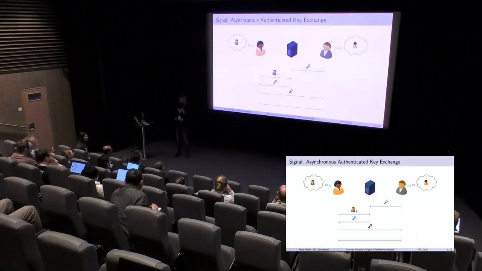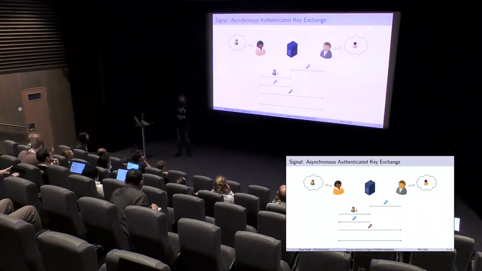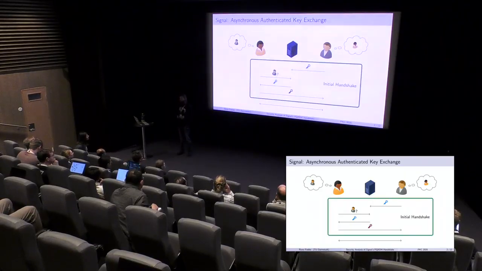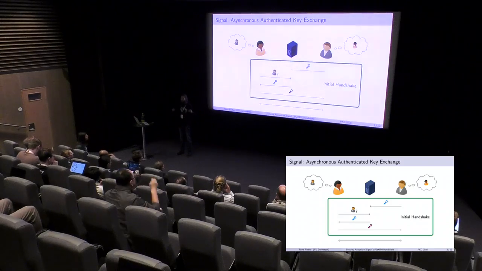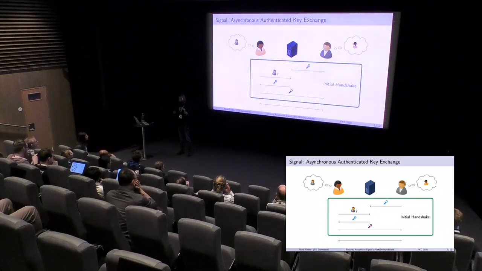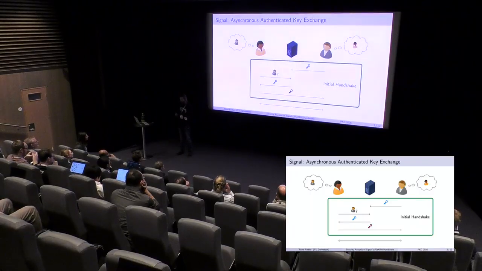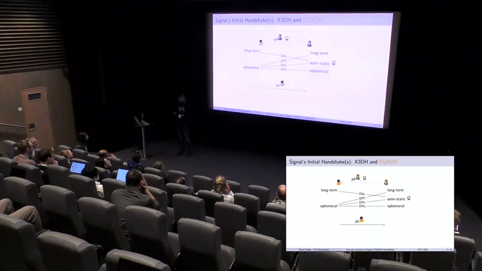Furthermore, we want it to be authenticated, in the sense of Alice should be sure that she is talking to Bob, and vice versa. And we will be talking in the next 20 minutes about this part here, the initial handshake, up until both parties agree on a shared session key. And they can converse afterwards as well, but we're not going to talk about this in this talk. So let's have a look at the initial handshake protocol that Signal is using. So far they have used X3DH, extended triple Diffie-Hellman, which they have recently upgraded to PQXDH, post-quantum extended Diffie-Hellman.